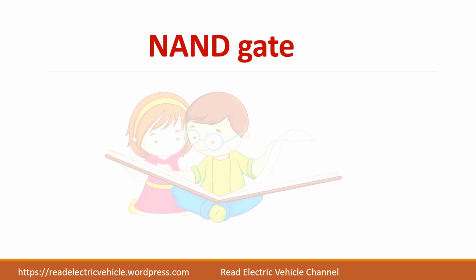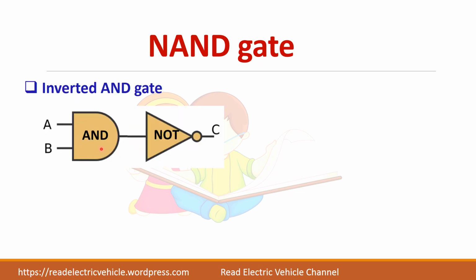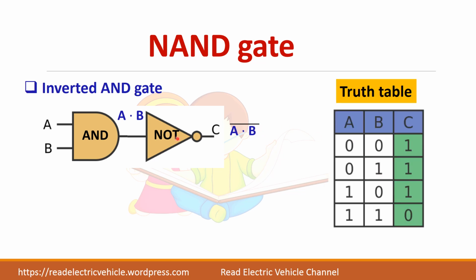Next we have NAND gate, which is nothing but the inverted AND gate. That is, you have an AND gate, and at the output of the AND gate, we are putting an inverter. So A dot B becomes A dot B the whole bar. And if you see the truth table, for AND gate, when both the inputs are 1, we will get 1 as output. For NAND gate, when both the inputs are 1, the output will be 0, and in all remaining cases, the output will be 1.